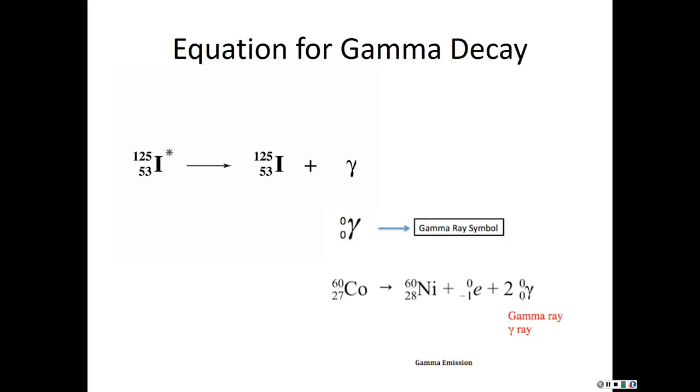So in that case, it's giving up two things. It's giving up a beta and a gamma. I'm not going to ask you guys to do those, but just so you know, the rules still hold true. So 60 is your mass, 60 plus 0 plus 0 is 60. 27 is 28 plus negative 1, plus 0. So the whole idea of balancing still holds true when you have multiple components, but it's a little more than we need to do for here.